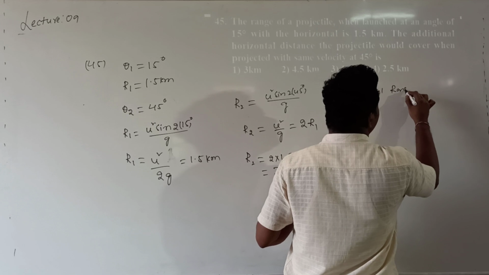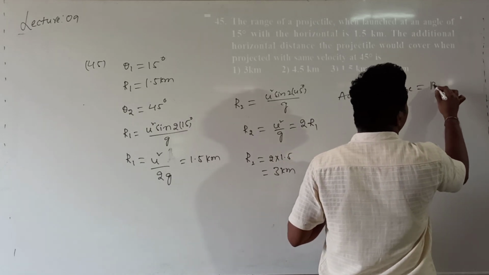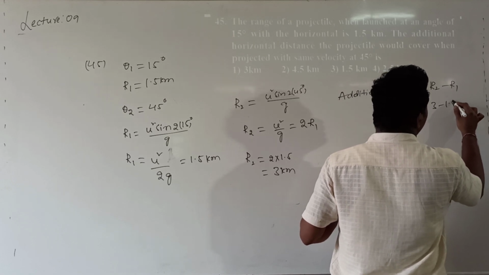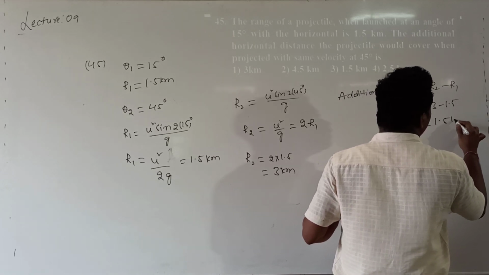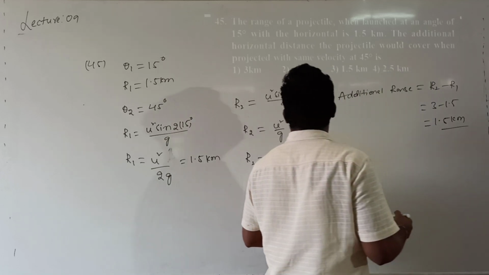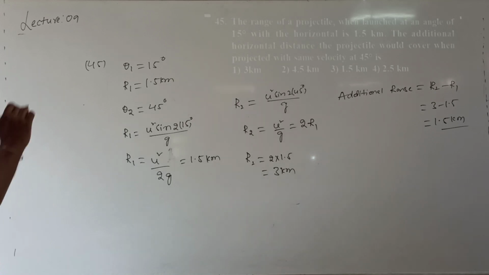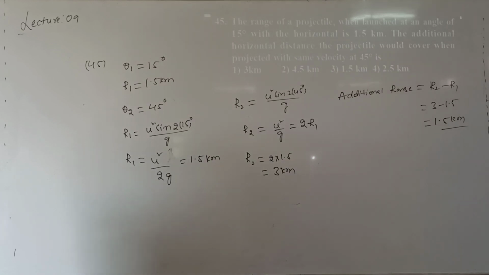So that is given by R2 minus R, which is 3 minus 1.5. So the answer is 1.5. Everyone will think the answer is 3 kilometers. If they ask what is the final range, that is 3 kilometers. But here they are asking us to calculate the additional range. So the additional horizontal distance is given by R2 minus R.